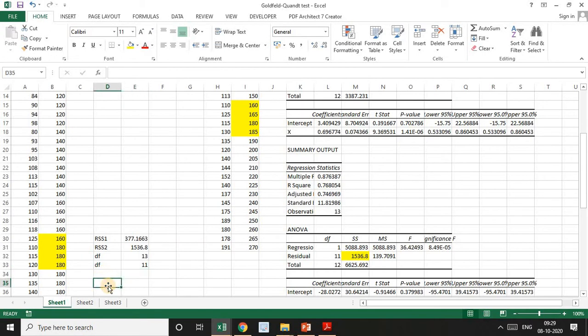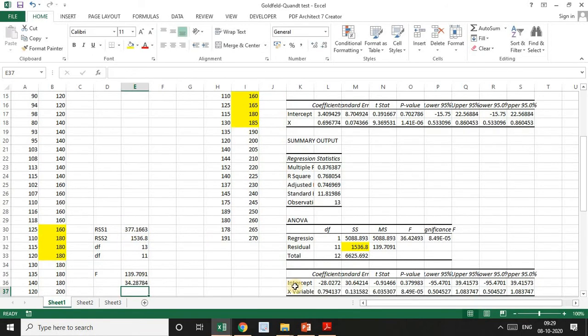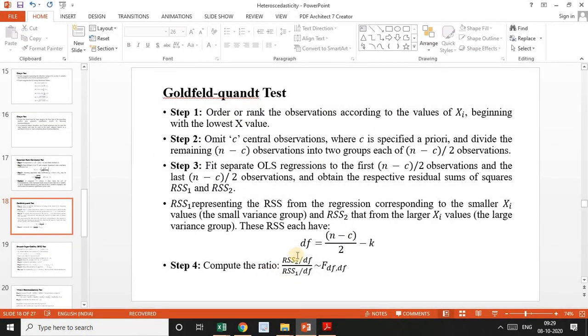Now F is equal to RSS2 divided by 11. Then this is the denominator: RSS1 divided by 11. So F is RSS2 divided by df over RSS1 divided by df.